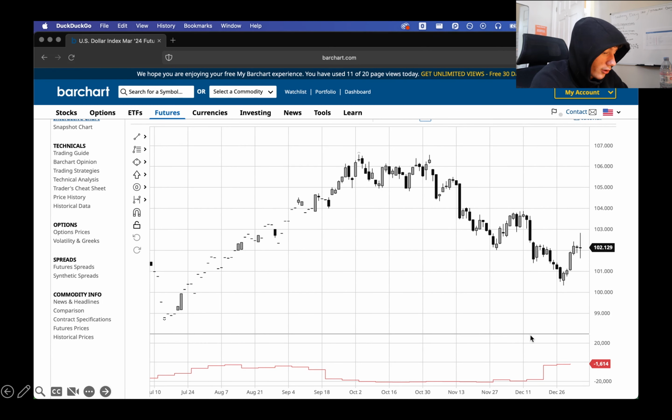And then here on the dollar index, over the past 3 weeks, since about here, the commercials have started hedging in long positions, and we haven't had this many net long positions since the rally up here during July and August.